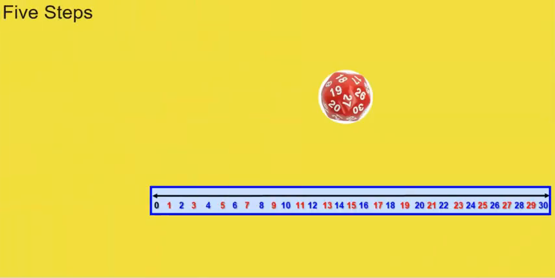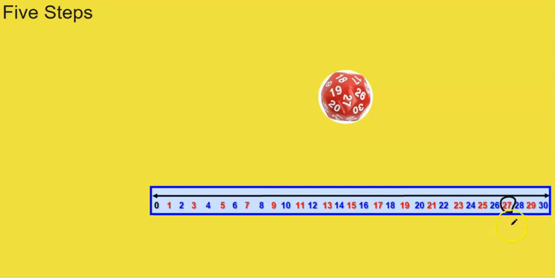5 steps is exactly that. We are going to try to take 5 steps in order to go from a number rolled to 0. So we're working backwards. And so students will start by rolling a dice. They'll circle that number on their number line, and they all should have a 0 to 30 number line.